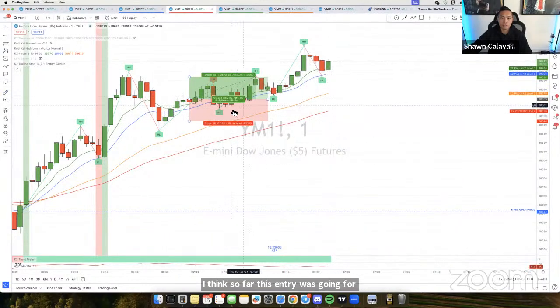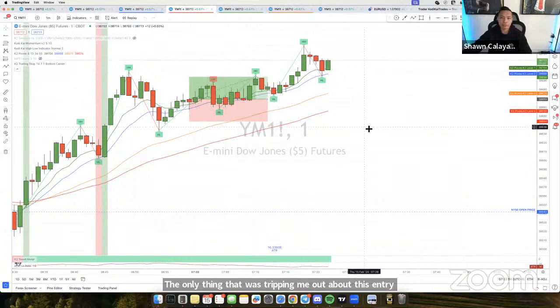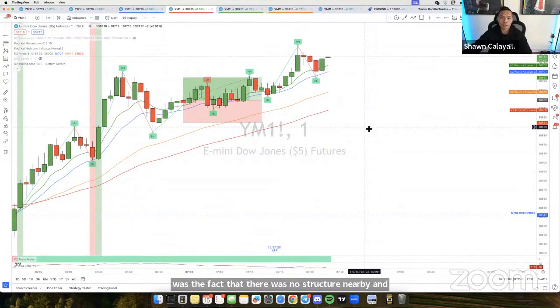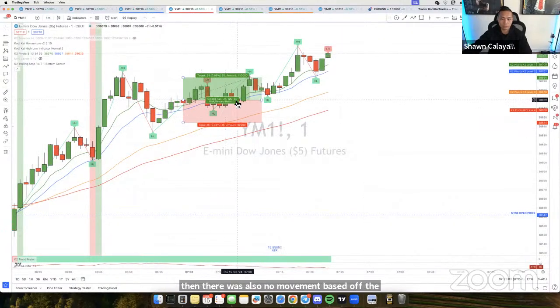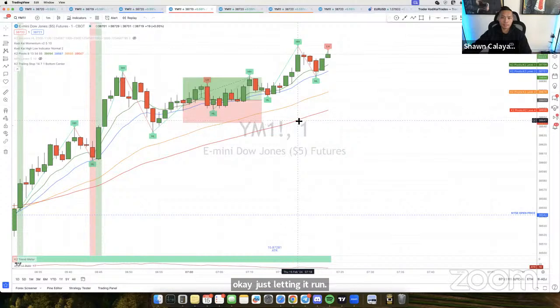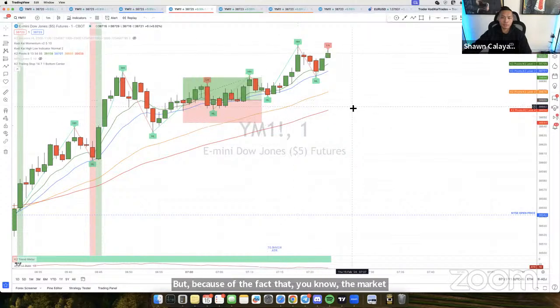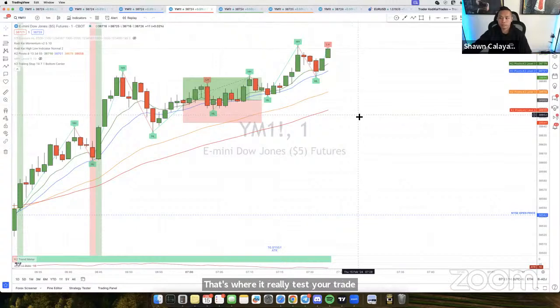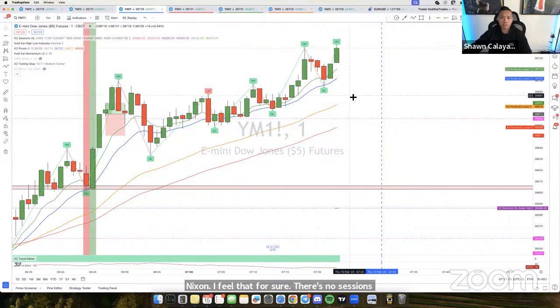The only thing that was tripping me out about this entry was that there was no structure nearby, and there was also no movement based off the news. That was what was throwing me off. If we didn't have those factors in there, I would have been okay just letting it run. But because the market was going slow and not moving at all, that's where it really tests your trade psychology and your patience. Nick said, I feel that for sure. There are no sessions underneath, no man's land. I agree.